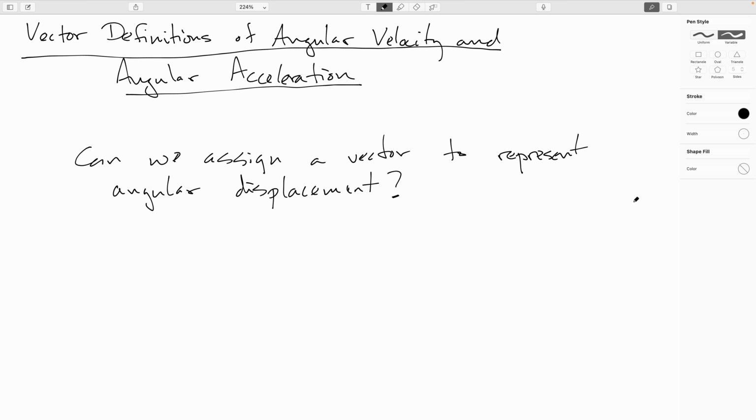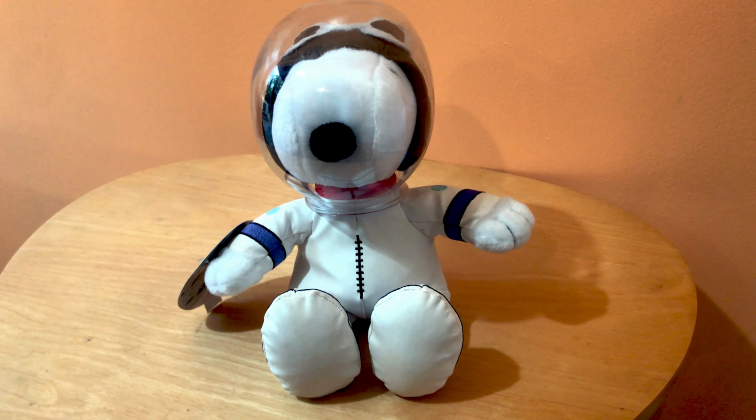Okay, so to figure out whether we can assign a vector to represent angular displacement or not, I've asked for a little bit of help from a friend of mine. So Snoopy here has agreed to help us figure out whether angular displacement can be represented as a vector or not. If it can be represented as a vector, we know that vector addition commutes, so it would have to be the case that two successive rotations would commute as well. In other words, it wouldn't matter which order I do two particular rotations in.